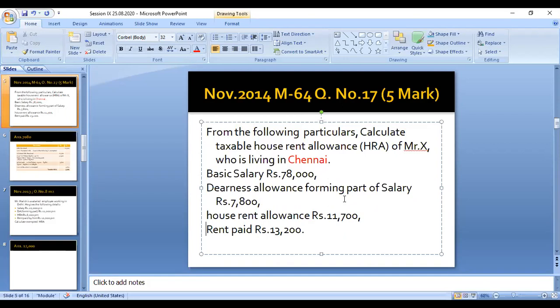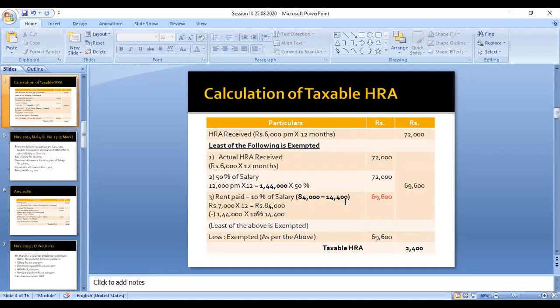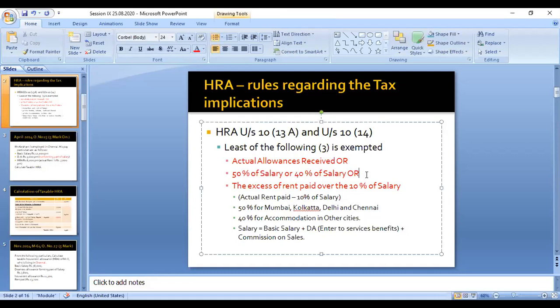How to calculate taxable HRA? Taxable HRA is HRA minus exempted HRA. How to calculate exempted HRA? You should remember this formula under section 13A. The least of the following three is exempted. You have to calculate the three amounts, and the least amount is exempted: actual HRA, 50% of salary, excess of rent paid over 10% of salary.